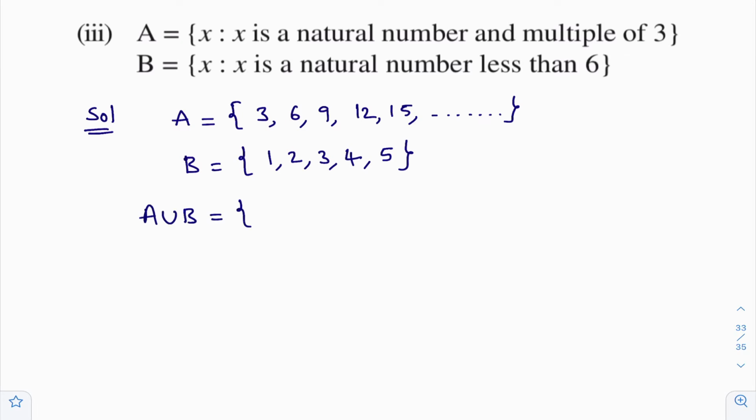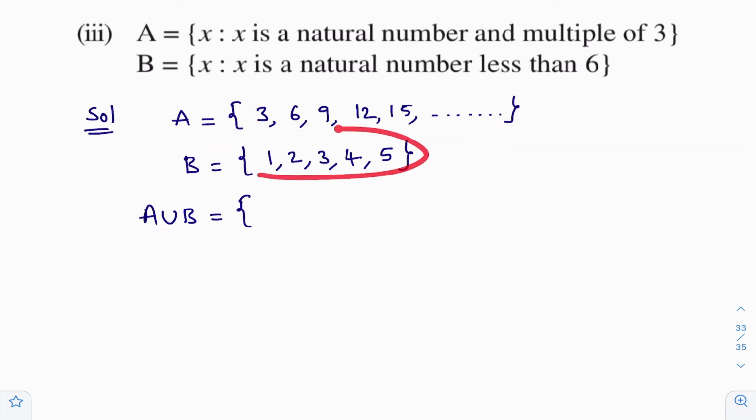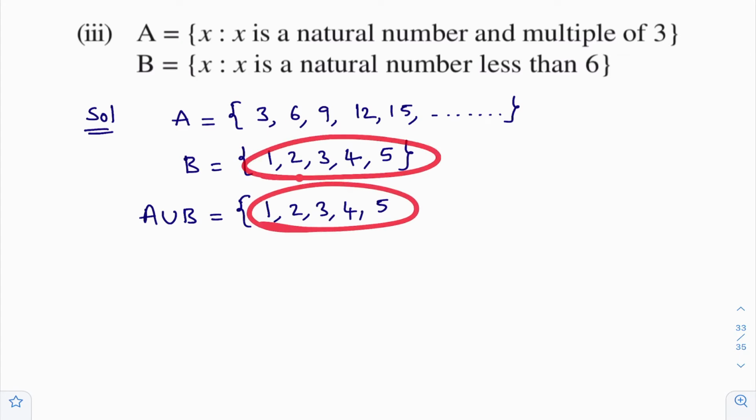How to calculate A union B? If an element is present in A, then definitely it is present in A union B. If an element is present in B, then definitely it is present in A union B. If it is present in both, then also it is present in A union B. So the best thing is, first I'll write all the elements of set B: 1, 2, 3, 4, 5. Will these elements be in A union B or not? Yes, because these elements are present in set B, so they are definitely present in A union B.